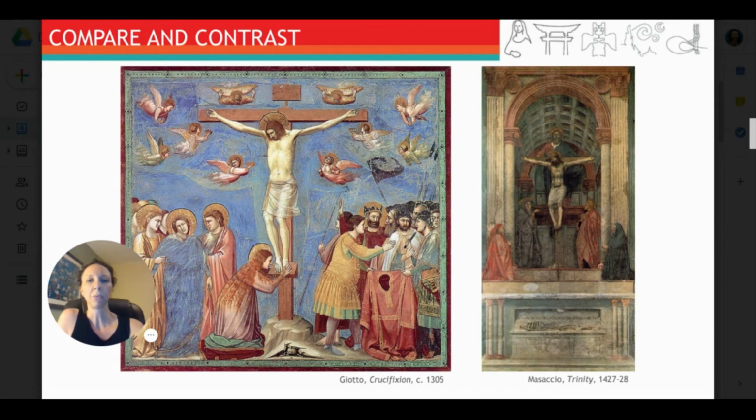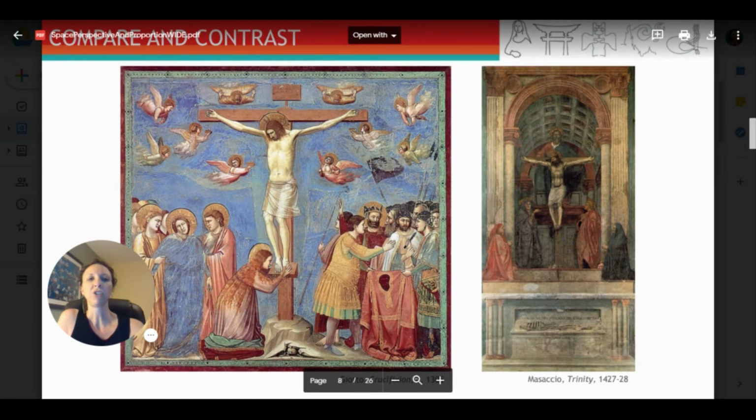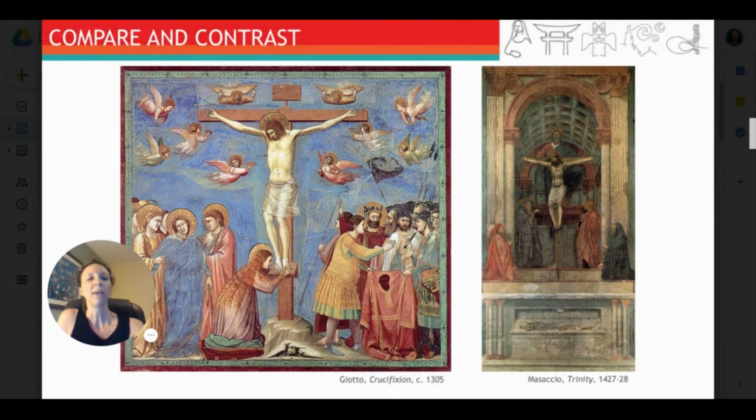Certainly we have much more realism in the figures. There's a lot more shadow created by the artist on the figures as well. But then we also see these architectural structures that employ linear perspective, again, giving a greater sense of depth.